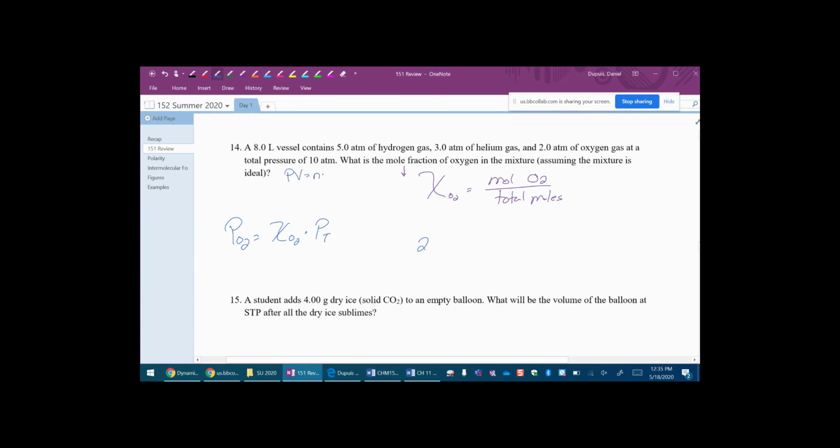PV equals nRT. Does temperature change at all in this? No. Does R change? No. Does V change? No. So right now, pressure is proportional to n, but we don't need to know the total moles, we just need to know the mole fraction. So it's still going to be 2 atmospheres.